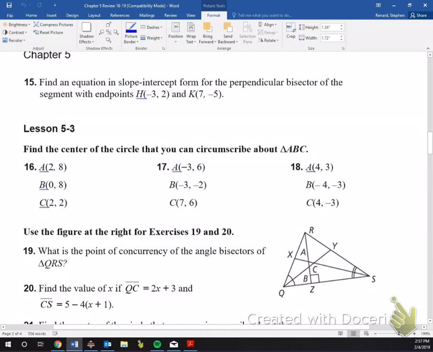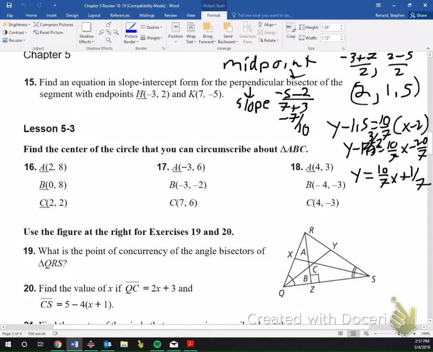Find the equation in slope-intercept form for the perpendicular bisector of the segment with endpoints there. So what you've got to do here is look at the segment, find the midpoint, because we know perpendicular bisectors go through the midpoint. We find the slope of our original segment, and use the fact that perpendicular lines have negative inverse slopes of each other. And then we are going to put it into slope-intercept form. So we end up with y equals 10/7 x plus 1/7.